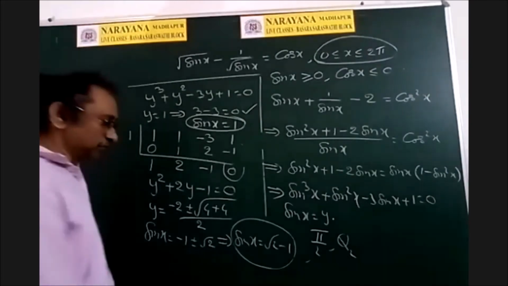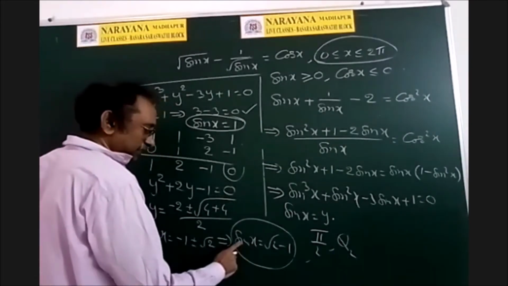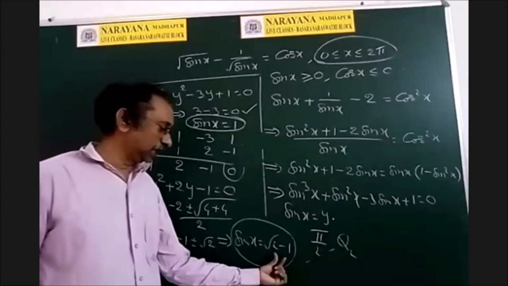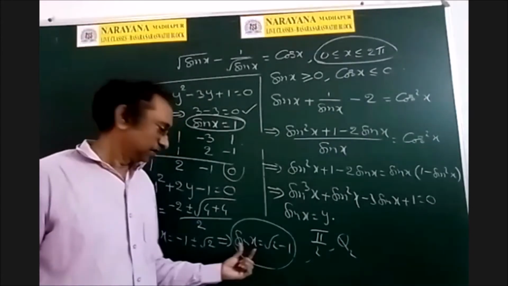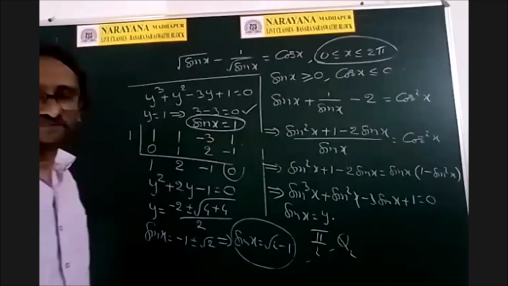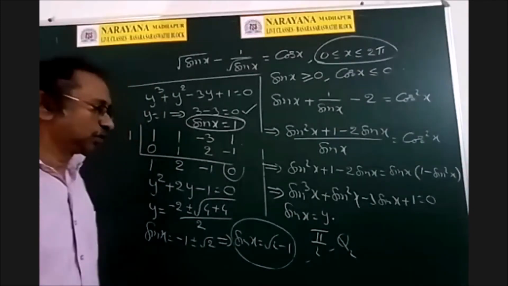I cannot write that exactly. If you insist on me writing that, I will write sin x is equal to root 2 minus 1. So suppose this is equal to k. This is alpha. So sin alpha is equal to root 2 minus 1. That is the solution itself. And there are only two solutions.